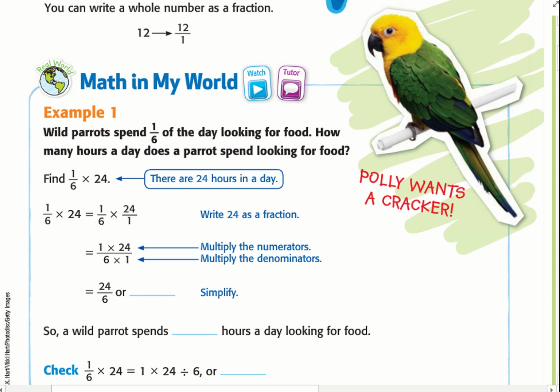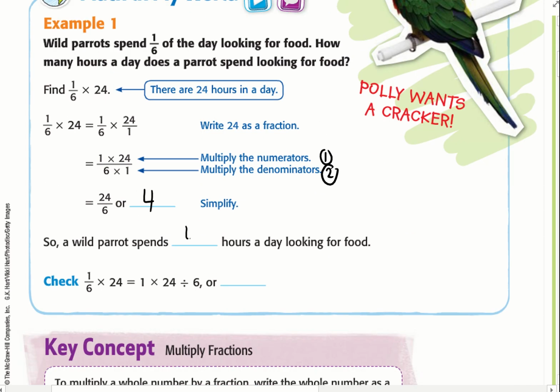So we have step 1, multiply the numerators with numerators. Step 2, multiply denominators with denominators. So 1 times 24 equals 24. 6 times 1 equals 6. So I have 24 over 6. If I do 24 divided by 6, so simplifying, that equals 4. So a wild parrot spends 4 hours a day looking for food.